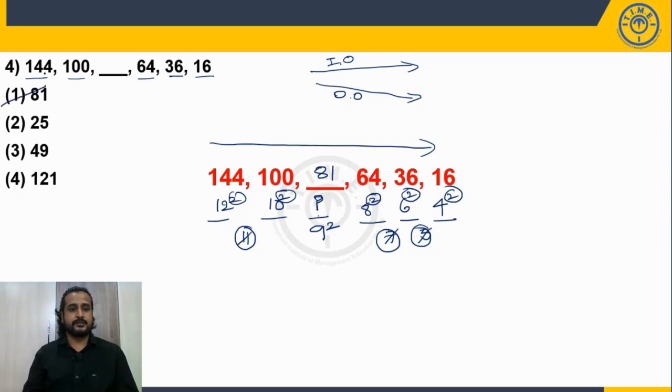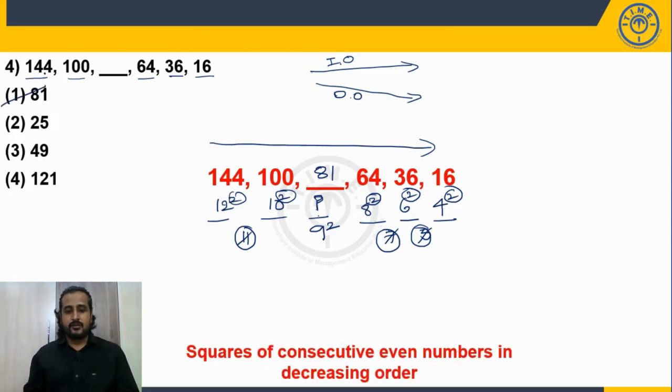81. So choice 1. And the logic is squares of consecutive, not even numbers. Please make a correction. It is composite numbers. Composite numbers in decreasing order. Squares of consecutive composite numbers in decreasing order: 12, 10, 9, 8, 6, 4. Fine. So choice 1. Squares of consecutive composite numbers. Okay.